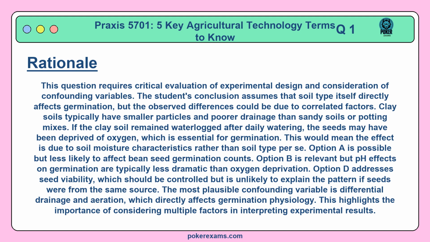Option A is possible, but less likely to affect bean seed germination counts. Option B is relevant, but pH effects on germination are typically less dramatic than oxygen deprivation. Option D addresses seed viability, which should be controlled, but is unlikely to explain the pattern if seeds were from the same source. The most plausible confounding variable is differential drainage and aeration, which directly affects germination physiology. This highlights the importance of considering multiple factors in interpreting experimental results.